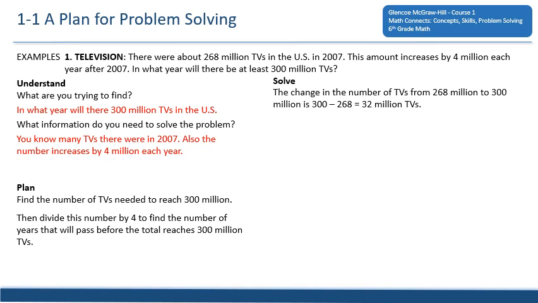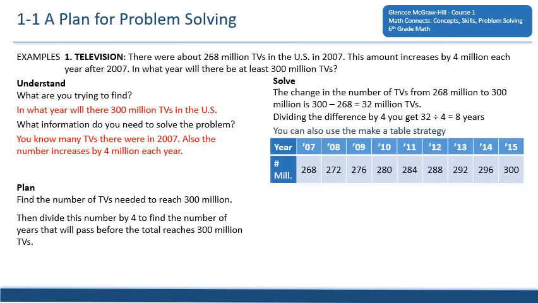And then to solve, the change in the number of TVs from 268 million to 300 million can be written as 300 minus 268 equals 32 million TVs. So we need the number of TVs to increase by 32 million before we get to 300 million. So if we divide the difference by 4, you get 32 million divided by 4 million, which equals 8 years. Because remember, it's 4 million per year.